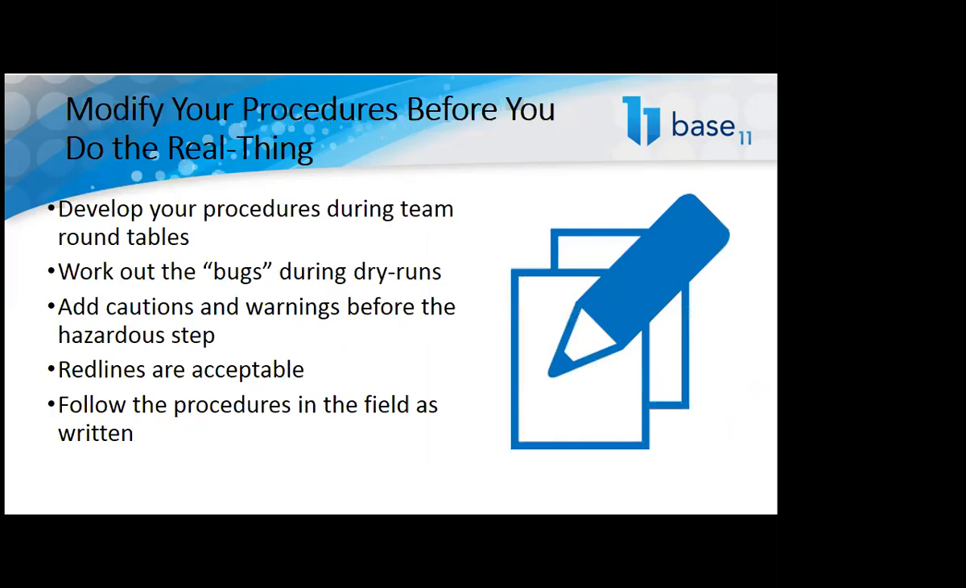And red lines are acceptable. But when you're out in the field, you need to have the final procedure in your hand. And if you're going to change something, you can do it, but it needs to be the whole team that agrees that you're going to change it. And it shouldn't be during a time when it's a time critical function. Because that's the one way to get hurt, is to have somebody make a change and they bypass a safety step and now you're injured.